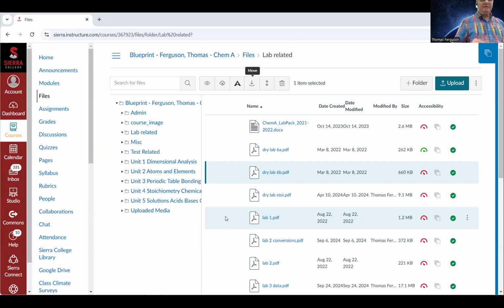Okay, so if you go to Canvas, Files, you'll see Dry Lab 6A and 6B. You're going to do that one for those two in lieu of the one in your lab packet. The reason for that is I want you to focus totally on balancing equations. That's very, very germane to chemistry and almost all aspects till you get to biochemistry and organic.